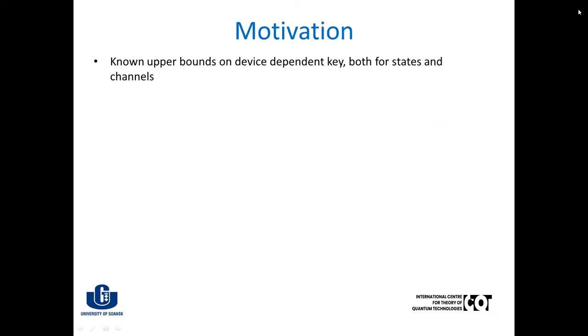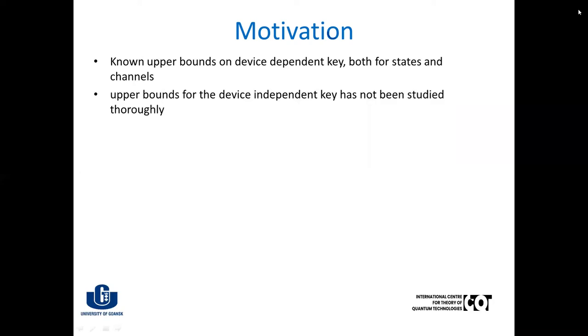So regarding motivation, the history was that first there were the lower bounds, like what you can achieve in quantum cryptography, and then people were interested in how tight these lower bounds are. So they developed a lot of upper bounds for device-dependent key, both for states and channels. But for the device-independent key, this topic was not studied thoroughly.